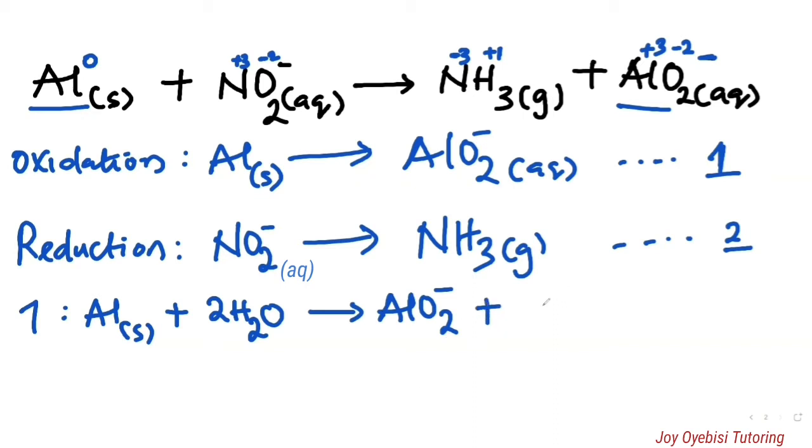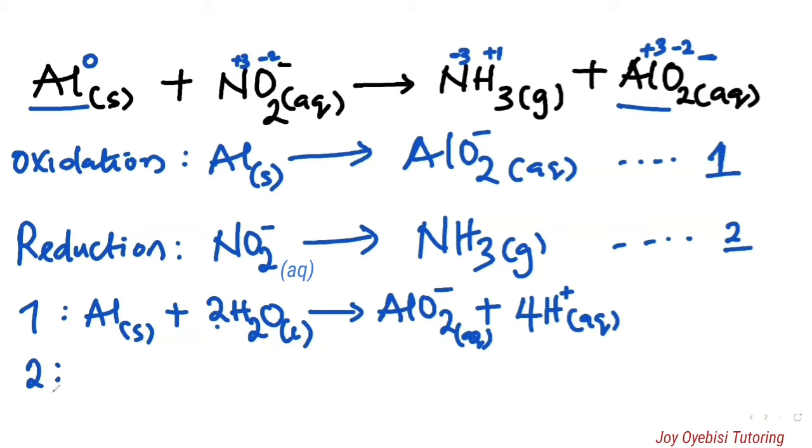And how many hydrogens will I have? It would be 2 times 2, which is 4. So I have 4H plus. So we add the ion on that side, acidic. That's why it's called the acidic method. So this is going to be aqueous. This is aqueous. This is liquid. Okay, now I've balanced the oxidation half reaction.